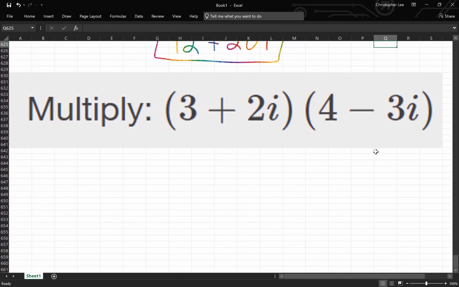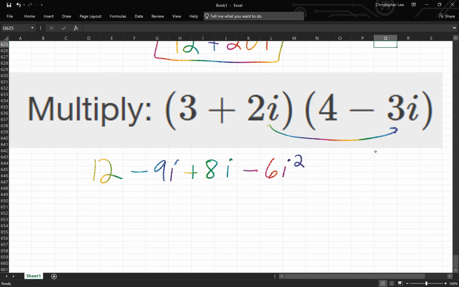Yeah. So you just want to FOIL this, right? So 3 times 4, 12. 3 times -3i is what? Negative what? 9i, very good. And then now 2i times 4, what's that? So plus 8i, very good. And then positive 2i times -3i is what? -6i what? Squared. Very good, very good.